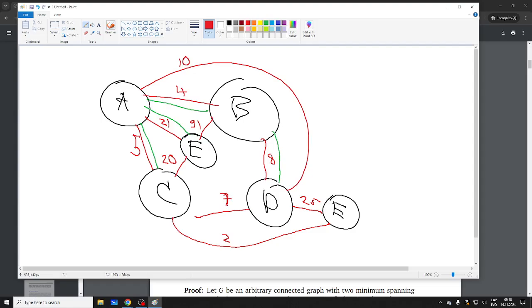So in this case, let's look at E. If you look at E, now, which one should we choose to connect E to the rest of the network? Which is going to be the connection? Which is the cheapest from E to the rest of the graph? Well, to C. Yeah, obviously C, right?